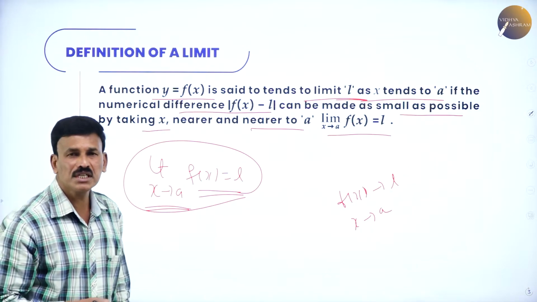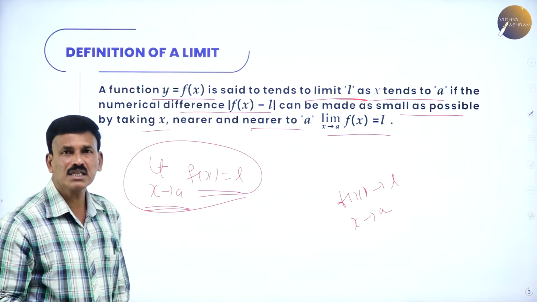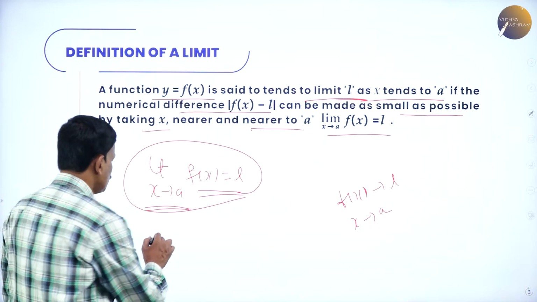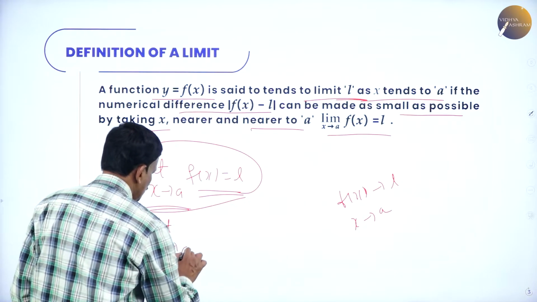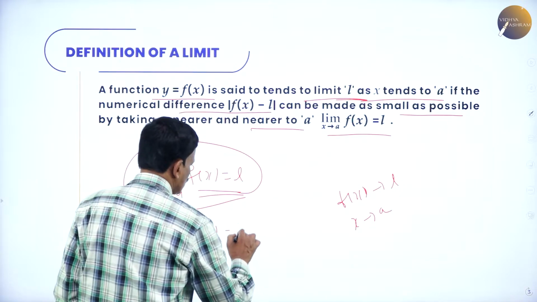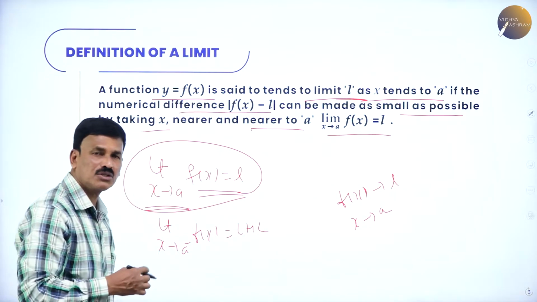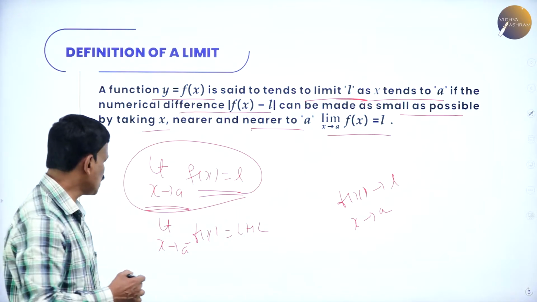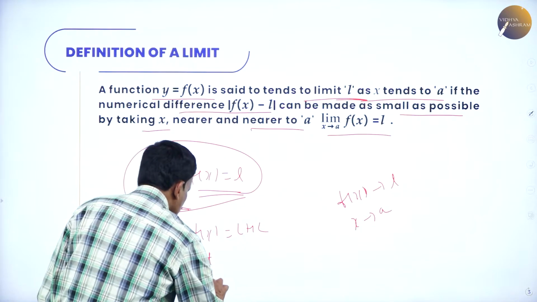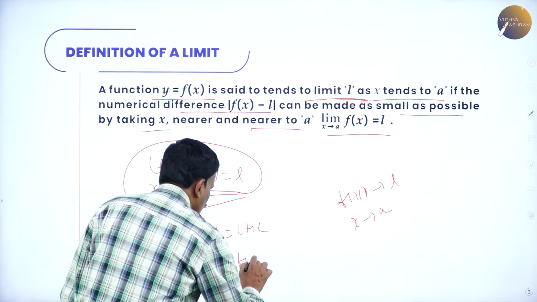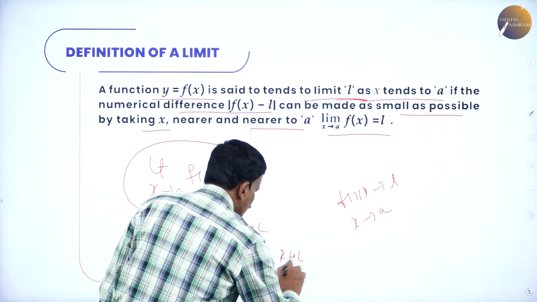Now you might have studied regarding left hand limit as well as right hand limit. Suppose limit x tends to a minus of f of x, this tends towards the negative, towards the left side, that is left hand limit, and limit x tends to a plus of f of x is called the right hand limit of a function.